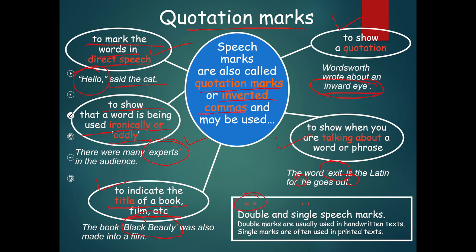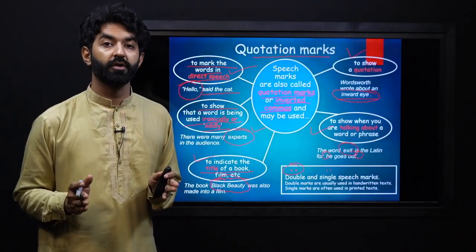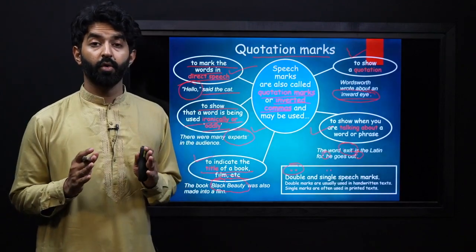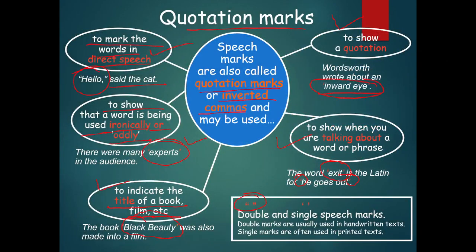So now, my dear learners, you may have come across two different kinds of quotation marks, single and double. Both of them are very important. Let's see an example of a double and single speech mark. Double marks are usually used in handwritten text. Single marks are often used in printed text. So this is the basic difference between these two.